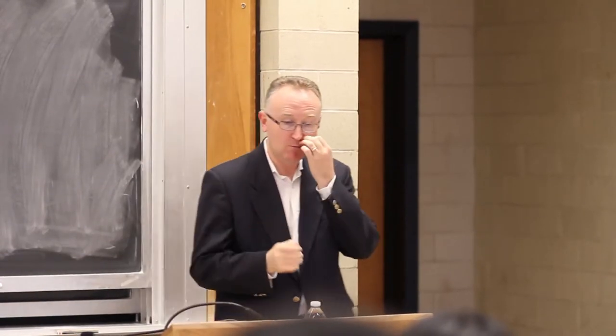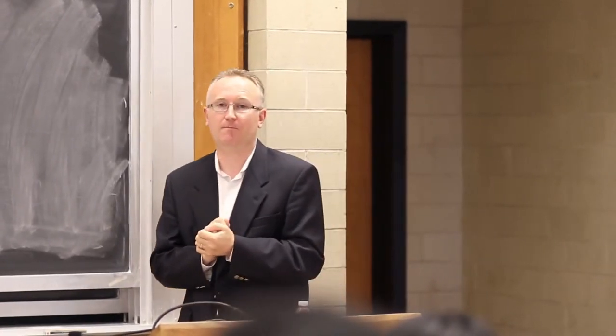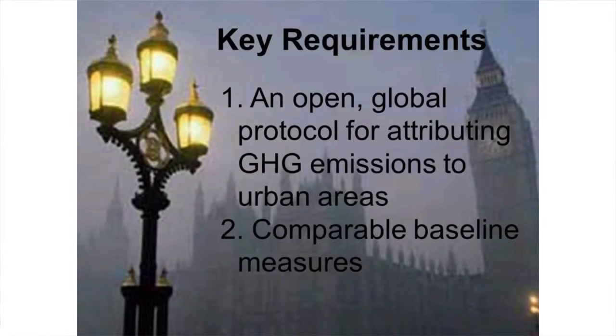So what we really needed was to establish an open global protocol for attributing GHG emissions to urban areas. That was really what we needed. This is what we were there to talk about. And we also needed to back that up with some comparable baseline measures for cities. This is what we were charged to do by the bank.